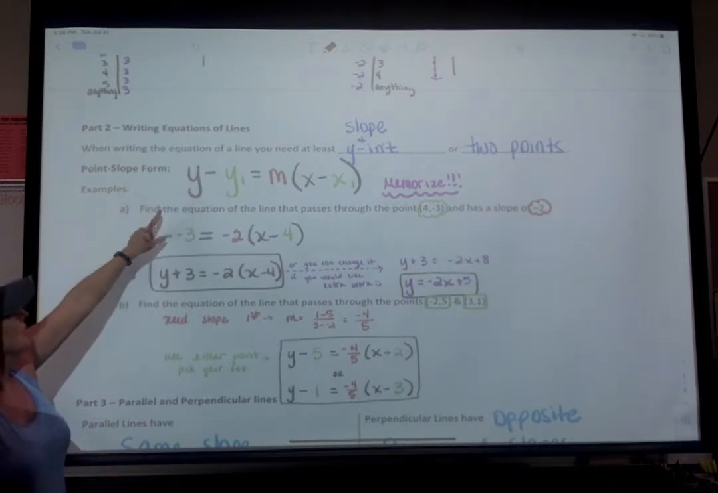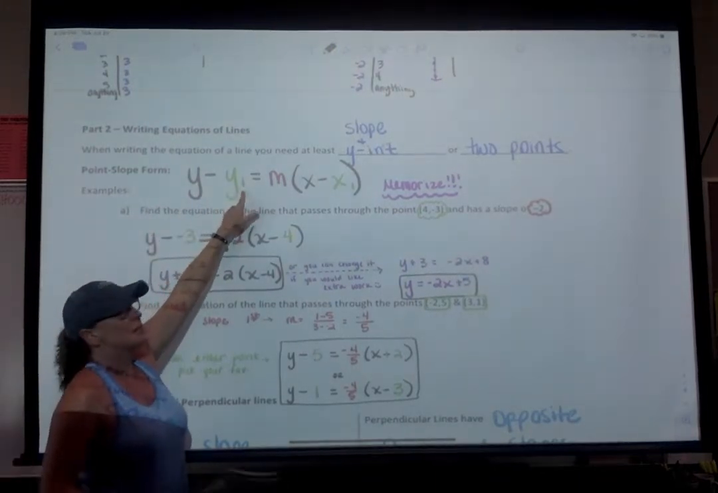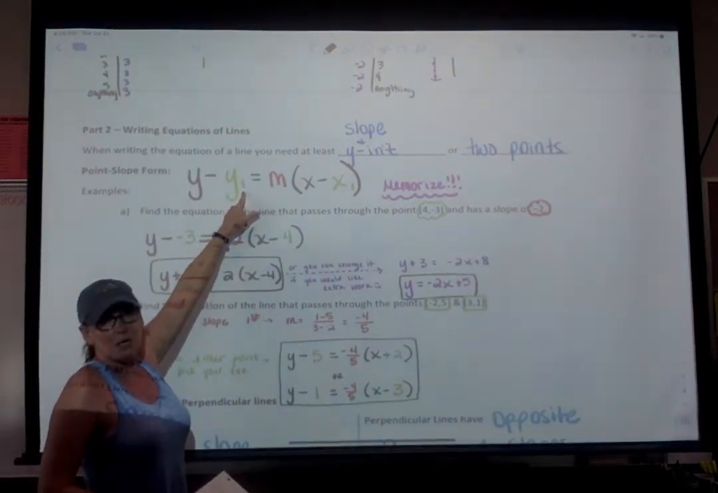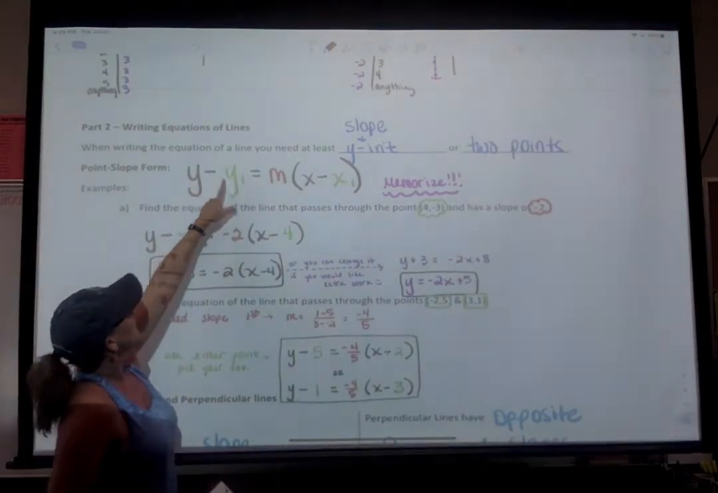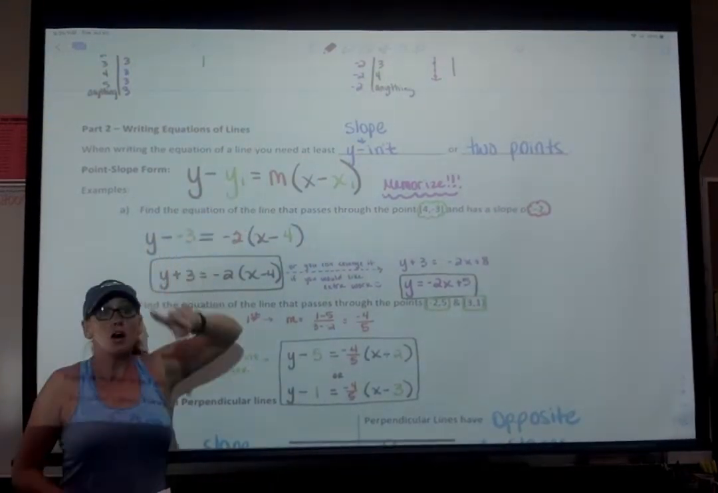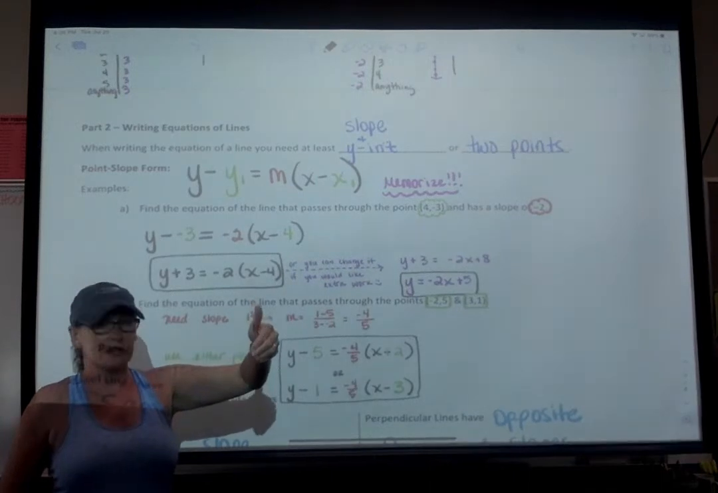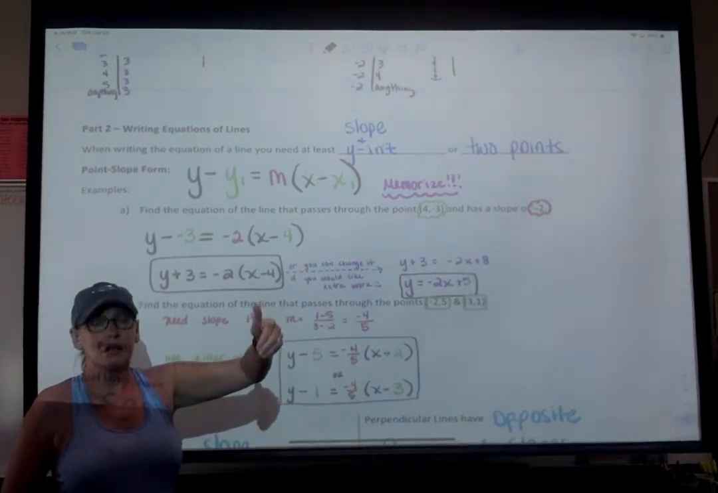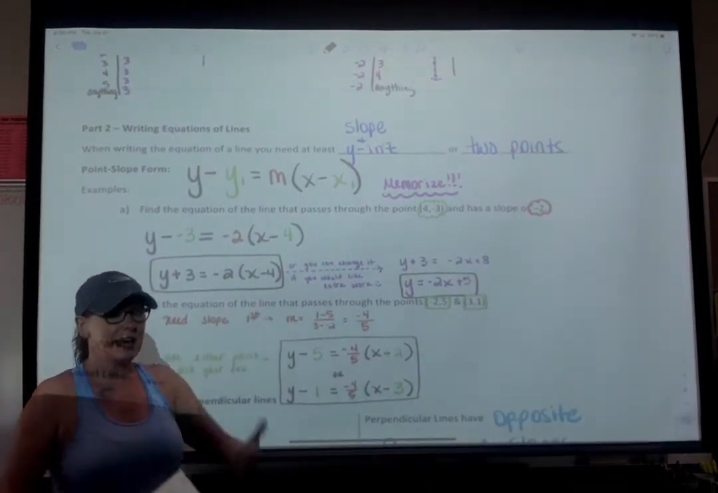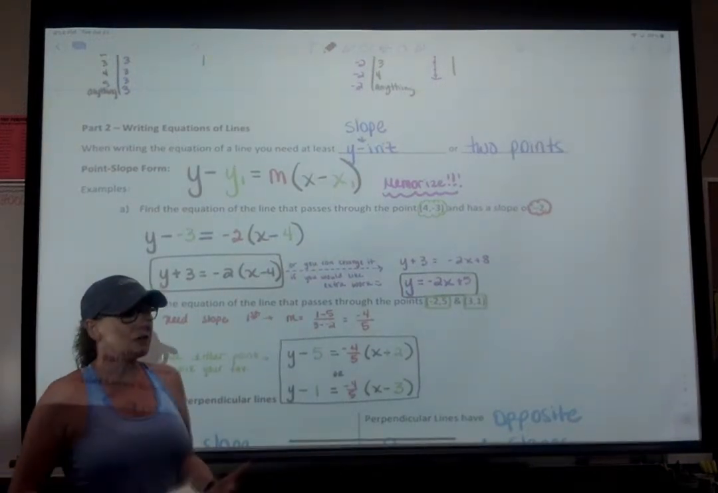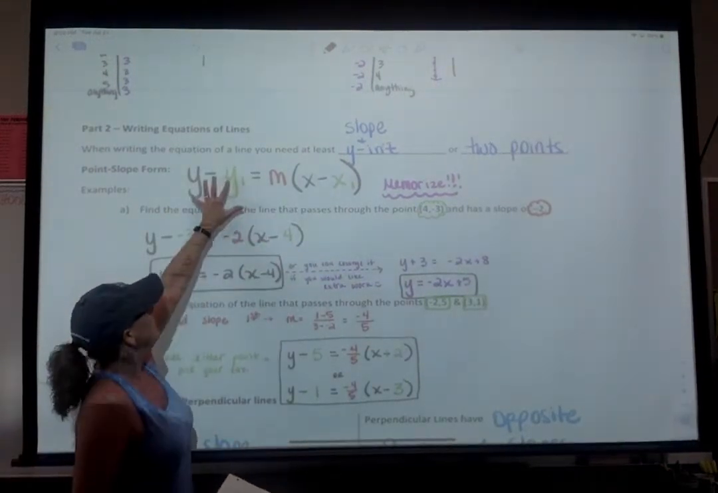I would really like you to memorize the point slope form for equation of a line. I know that y equals mx plus b is probably your favorite. But when you create a line, I would rather you create it in this form.